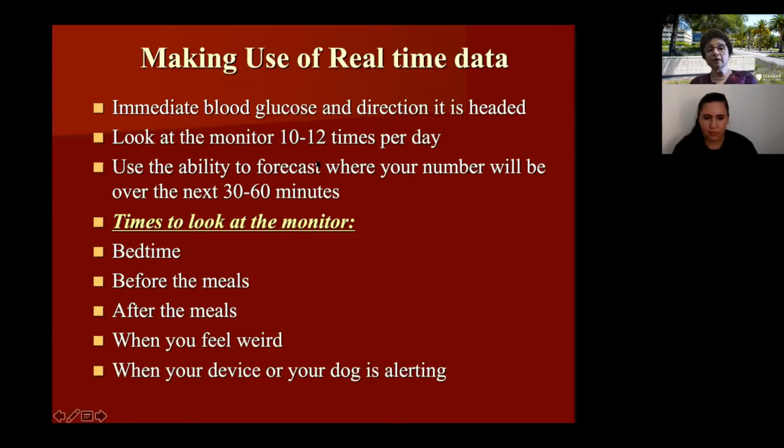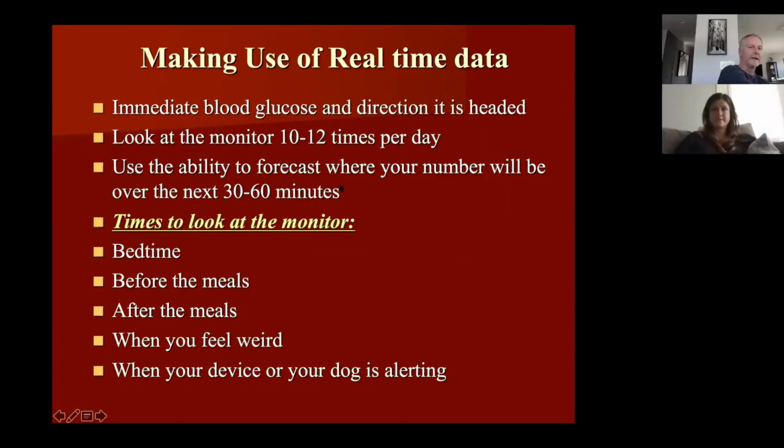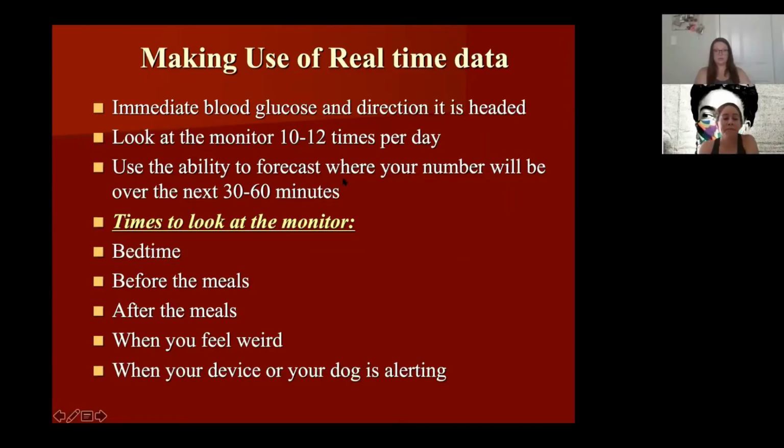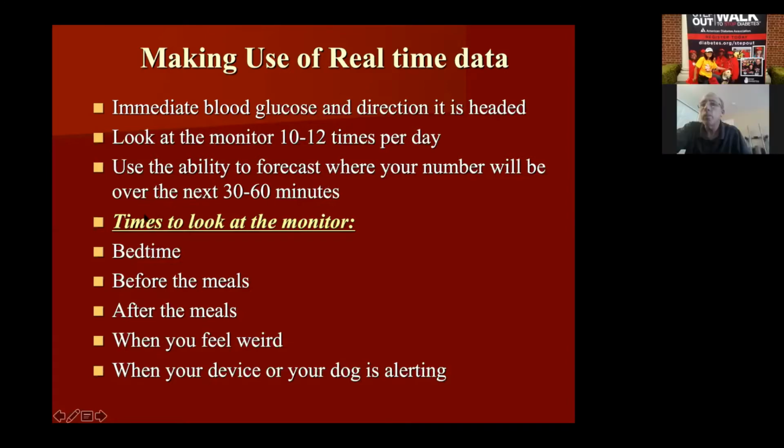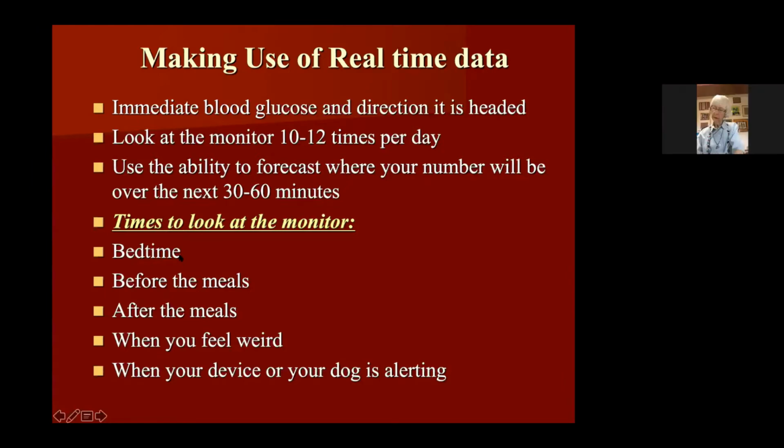So how do we make use of the real-time data? We look at what the current blood sugar is. So use your sensor as your GPS. What is your current glucose and what direction is it heading? Look and check at least 10 to 12 times a day, and use it as an ability to forecast what your number is going to be. And use it for different times of the day. Look always at bedtime so you can see where the number is going.